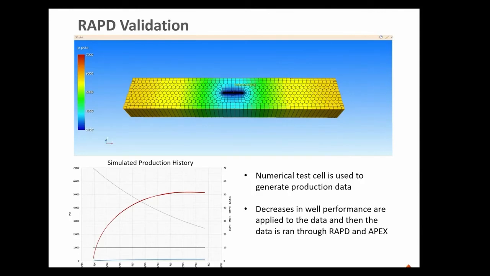So this all goes through how we validated the Rapid utility. And what we did is we first set up numerical models. So what you're seeing here is a numerical test cell that we use to generate production data. What you can see down in the bottom left-hand side here is just the production data that has been generated from this numerical model. Decreases in well performance are then applied to this data to see if we can pick that up in Rapid and another utility we have called Apex.